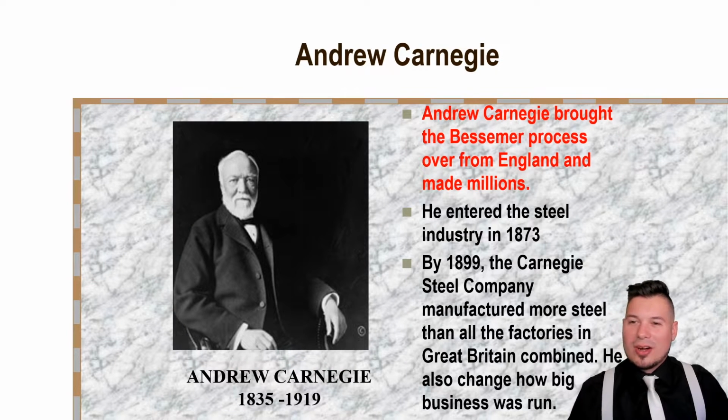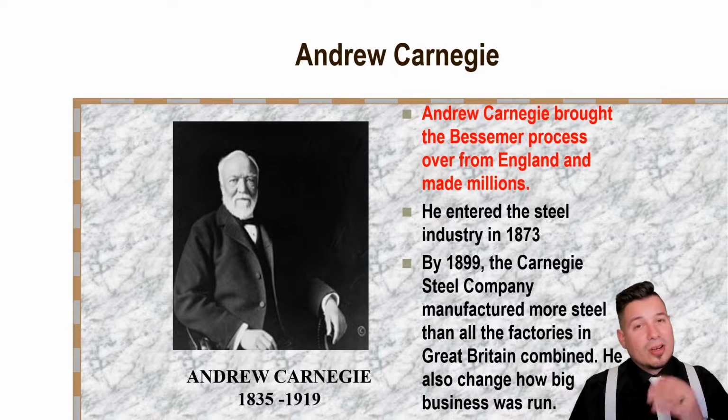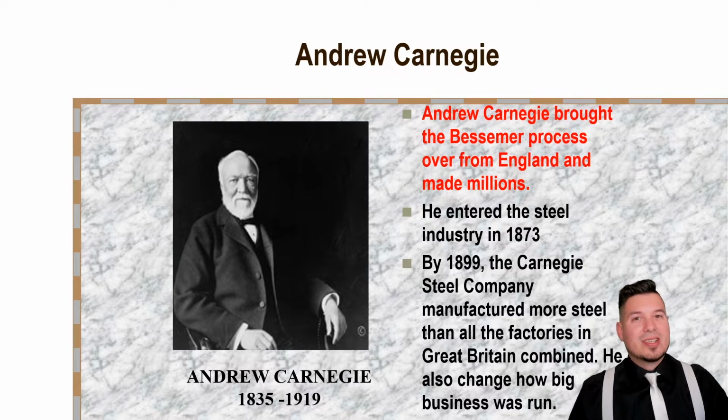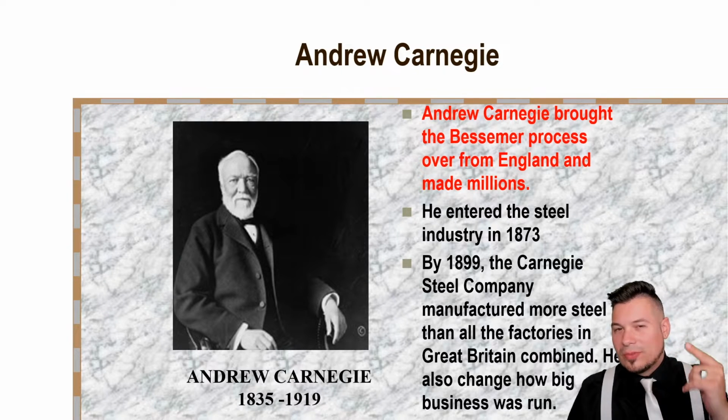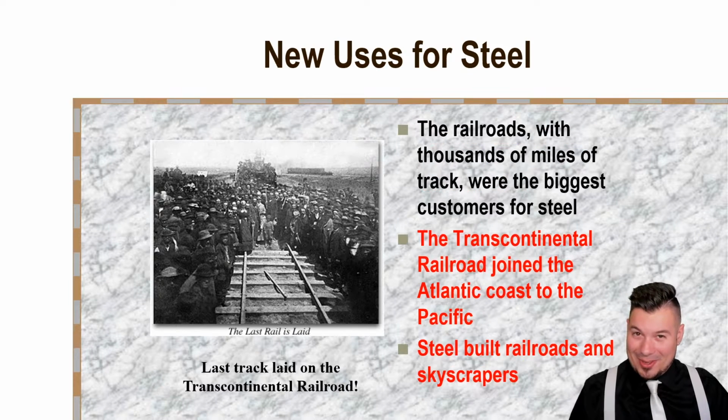So a little bit more about Andrew Carnegie. Again, bringing that process over from England is what's going to make him a huge millionaire. He's going to enter the steel industry in 1873, and by 1899, Carnegie Steel was one of the largest industries we had here in the US, right along with Standard Oil and Rockefeller, which we're going to talk about. Again, more steel came out of Carnegie Steel here in the US than all of Great Britain combined. That's how big Carnegie was, and again, how rich he was as well.